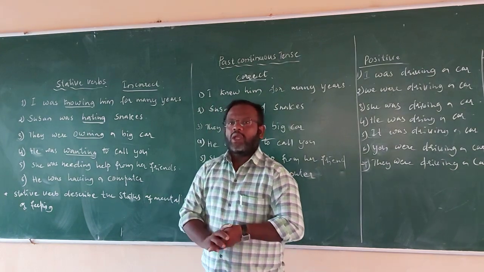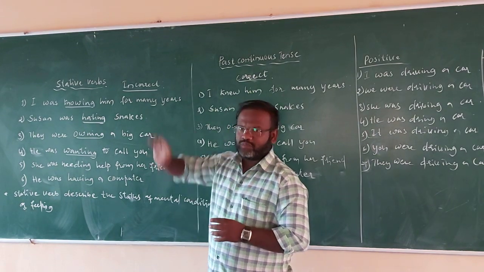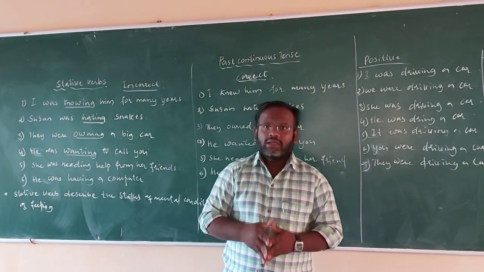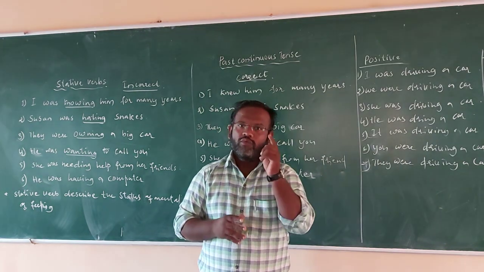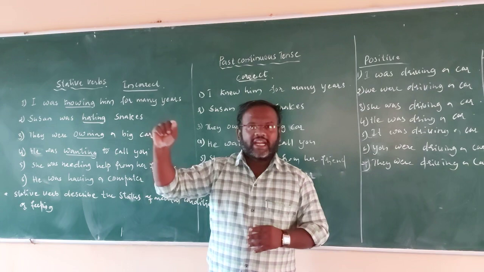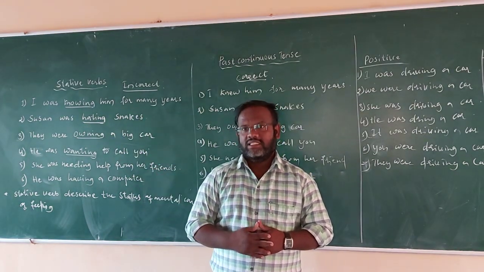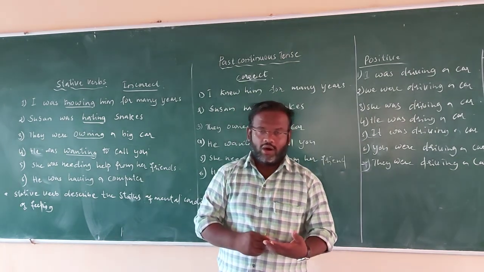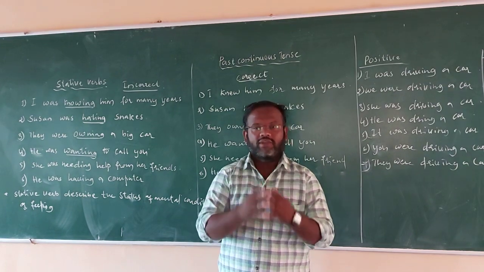Let's focus on what the past continuous tense is going to teach us in today's class. The formula of the past continuous tense is subject plus was/were plus V1 plus ing plus object. For example, I was writing an exam. This is one of the things we discussed in the previous class. So let us focus initially on where we should not use the past continuous tense.